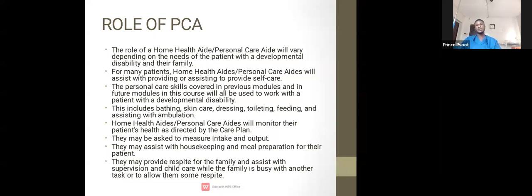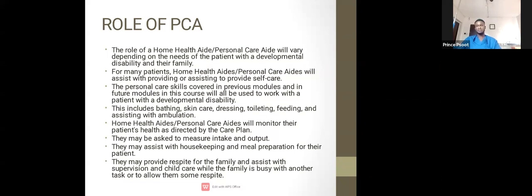And then we have to measure intake and output. Intake and output, that should be kept in mind when it is ordered. If that's in the care plan, we measure the intake and output. And they may also assist with housekeeping and meal preparation for their patients. Can help a patient to cook, and help a patient to keep the house, not clean the house.